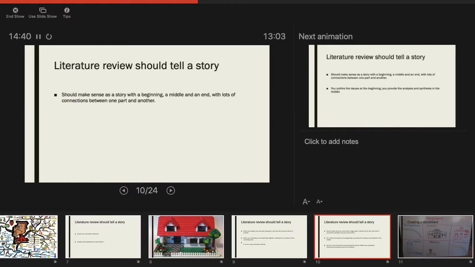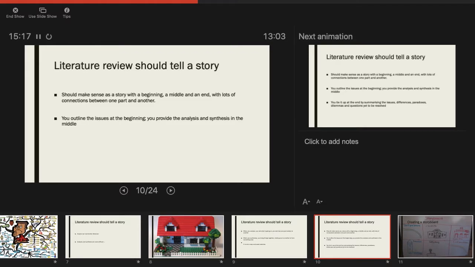Now, a literature review, in a way, is linked to the way you tell a story. So when you're looking at the story, your story has to have a beginning, it needs to have a middle, and it needs to have an end, with lots of connections between one part and another. So there's synthesis again in this regard. So you outline issues at the beginning and you provide analysis and synthesis in the middle.